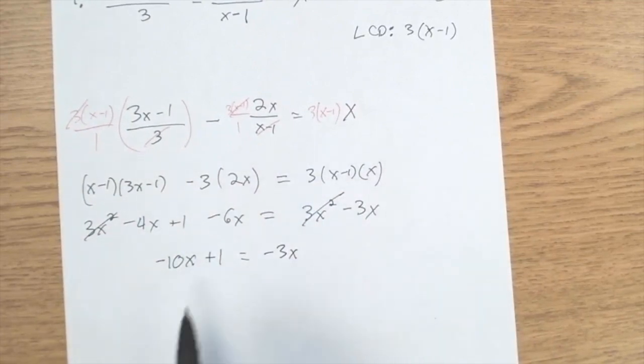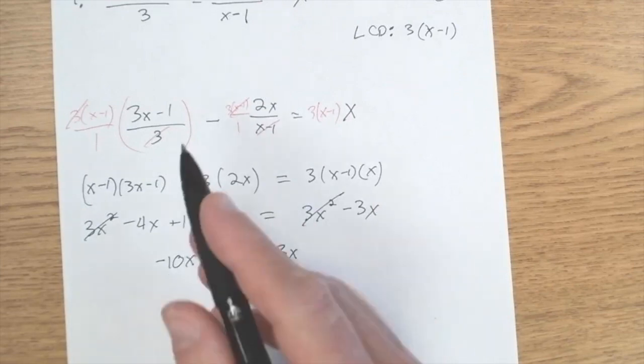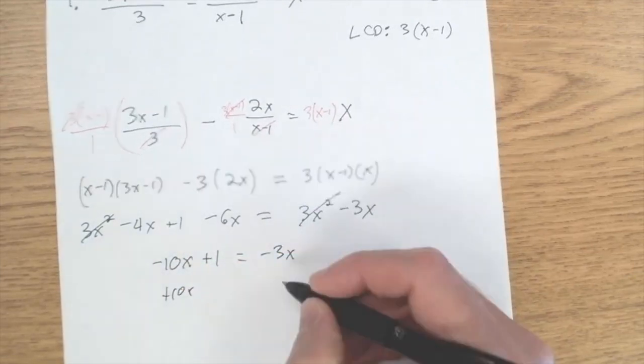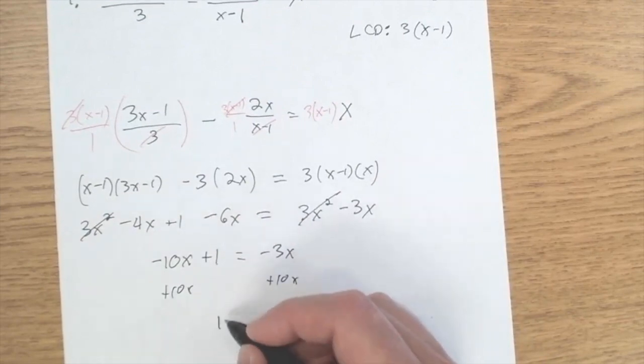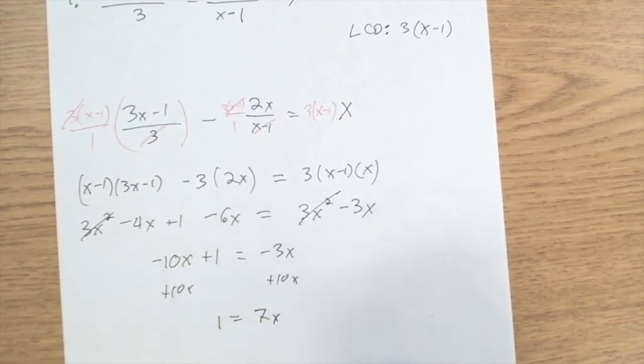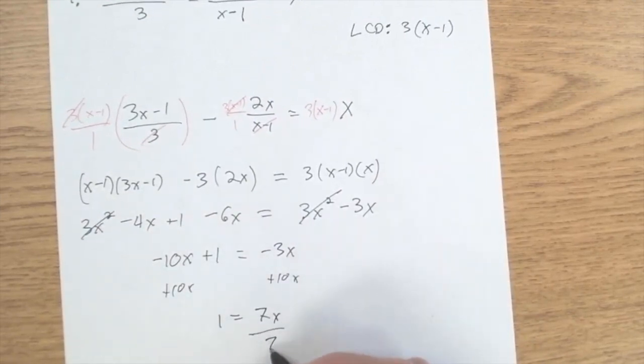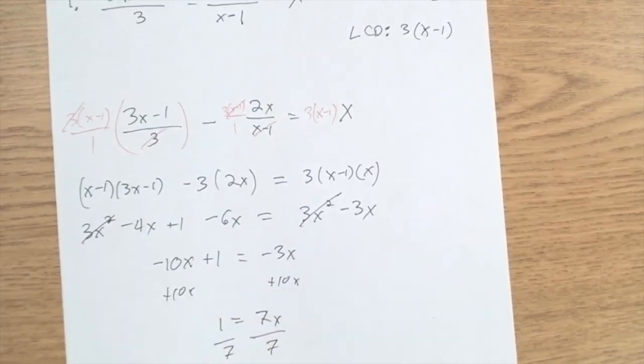And since it's linear, it just means I'm trying to get x by itself. So I might add 10x to get 1 equals 7x, and then divide both sides by 7. And that gives us x equals 1/7. And so that's our solution.